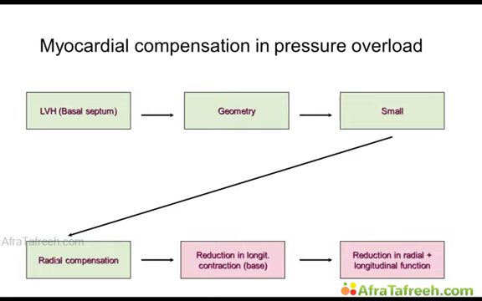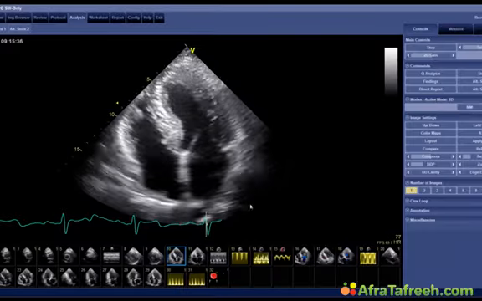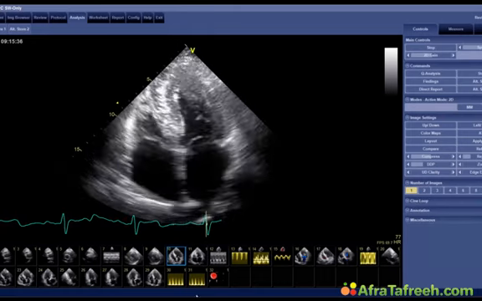So basically, hyperdynamic radial function does not mean that left ventricular function in the longitudinal direction is normal. As a matter of fact, very often you would then even see a compensatory increase in radial function because the longitudinal function is getting worse. So let's go back to this case and let's look at it more closely.